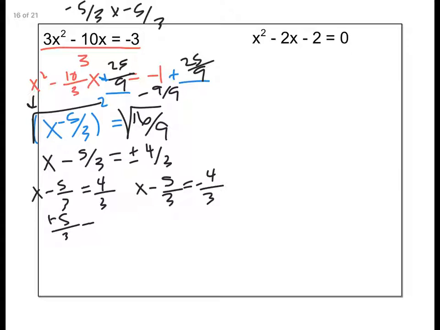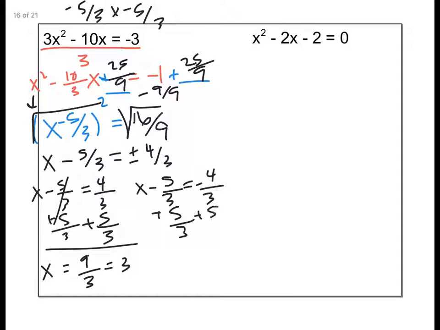Add 5/3 to both. This is not a big deal because they have a common denominator, so I get x is equal to 9/3, which is 3. Second one, I'll add 5/3. I have -4/3 plus 5/3, which is 1/3. And those are my two solutions.